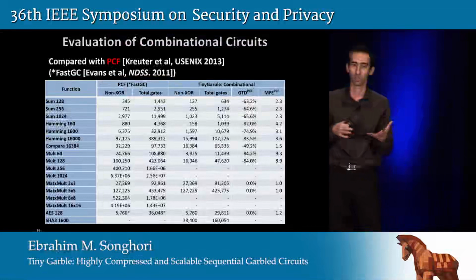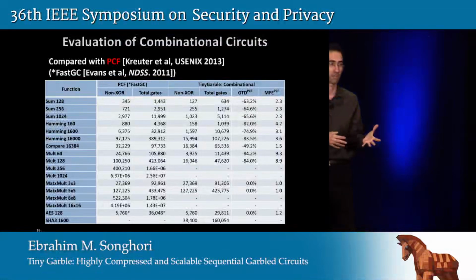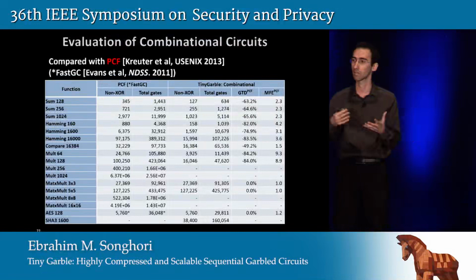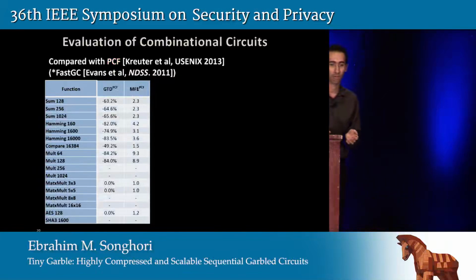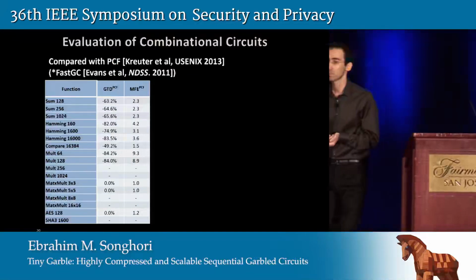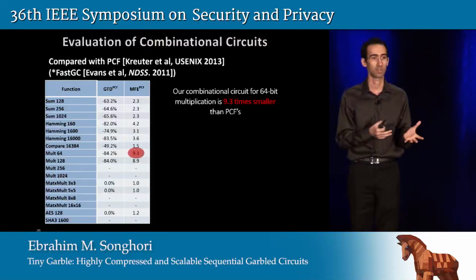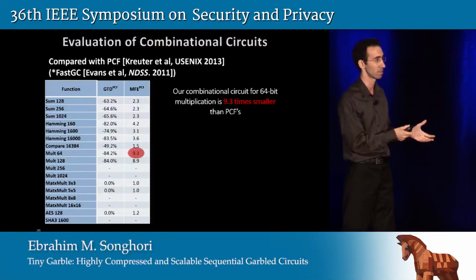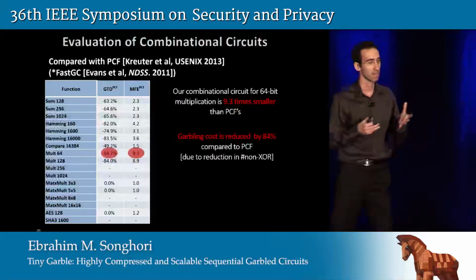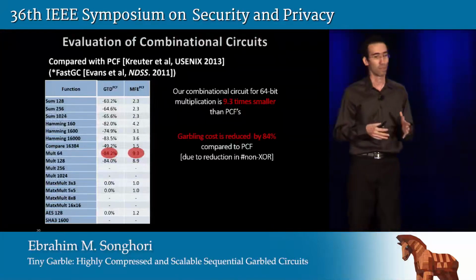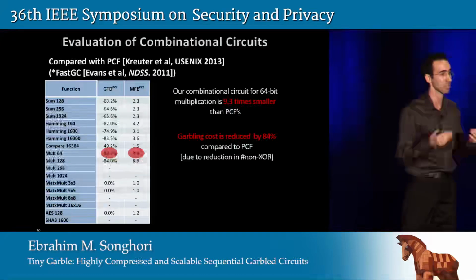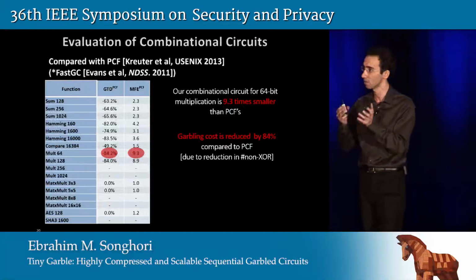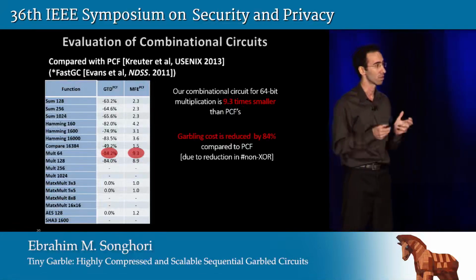We compare our combinational circuit with PCF. PCF, at the time of writing, was the best automatic tool for generating garbled circuits. So let's look at GTD compared to PCF and also MFE. For example, for 64-bit multiplication, we have a 9.3 times smaller circuit compared to what PCF can generate. At the same time, it's 84% more optimized, meaning the cost of garbling is reduced by 84% just by using hardware synthesis tools and hacking them to optimize the circuit for garbled circuits.